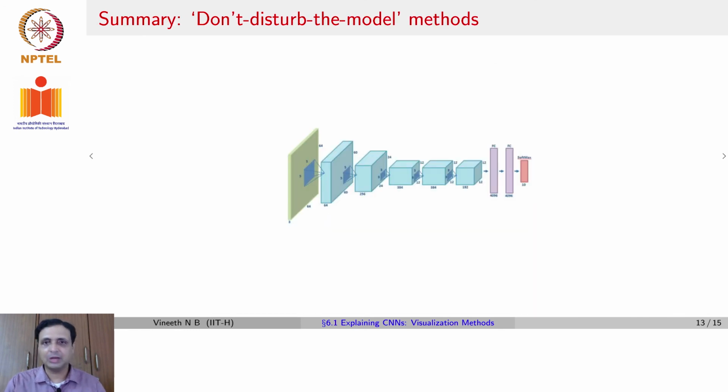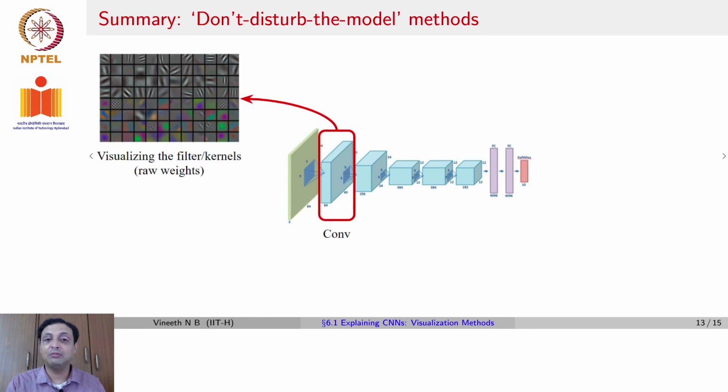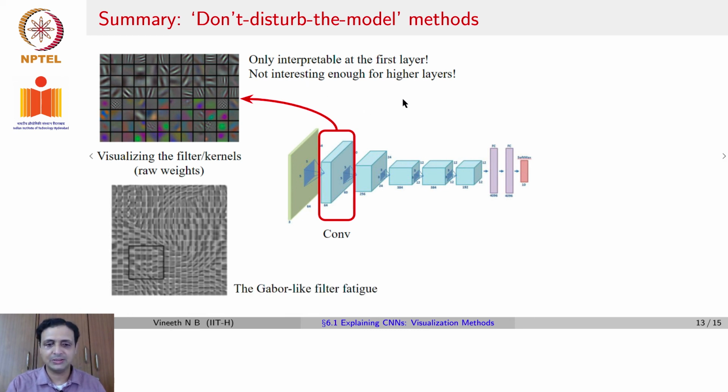To summarize the methods that we covered in this lecture, given a CNN, we're going to call all of these methods "don't disturb the model" methods, which means we are not going to touch anything in the model. We are only going to use the model as it is and leverage various kinds of understanding from it. You can take the convolutional layer and visualize your filters and kernels. That's one of the first methods that we spoke about. Unfortunately, this is only interpretable at the first layer and may not be interesting enough at higher layers. We also talked about the Gabor-like filters here.